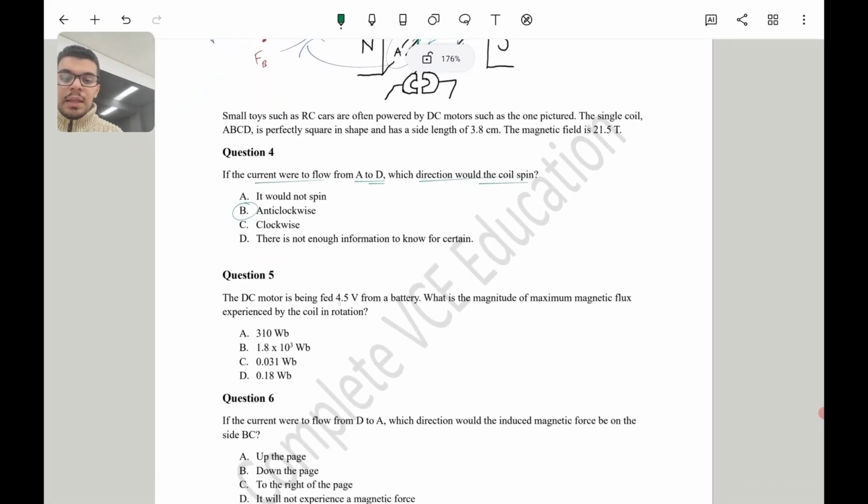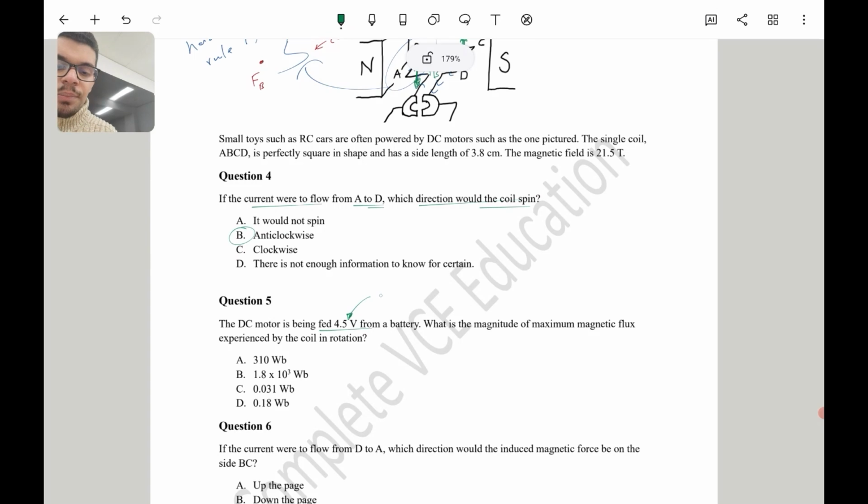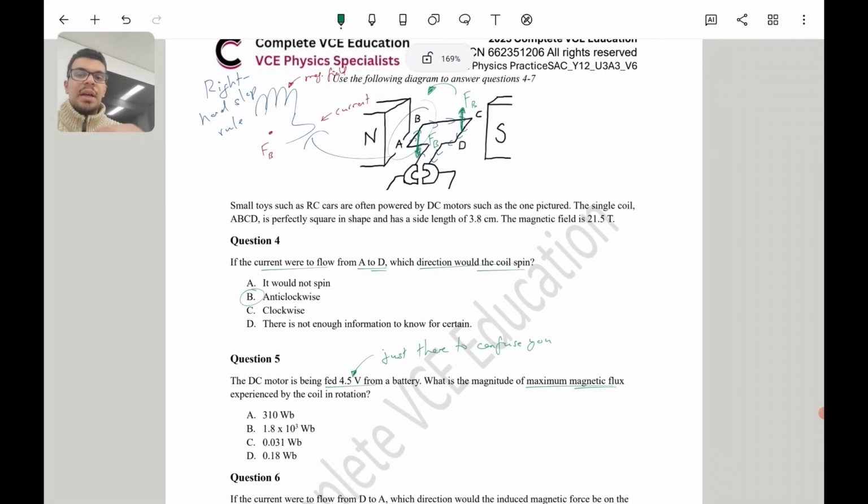Question 5. The DC motor is being fed 4.5 volts from a battery. What is the magnitude of the maximum magnetic flux experienced by the coil in rotation? Now this value, guys, over here is not really important, okay? It's actually just there to confuse you. The magnetic flux is the measurement of the amount of magnetic field passing through an area, and that's nothing to do with the voltage. So it's only related to the orientation of the coil.